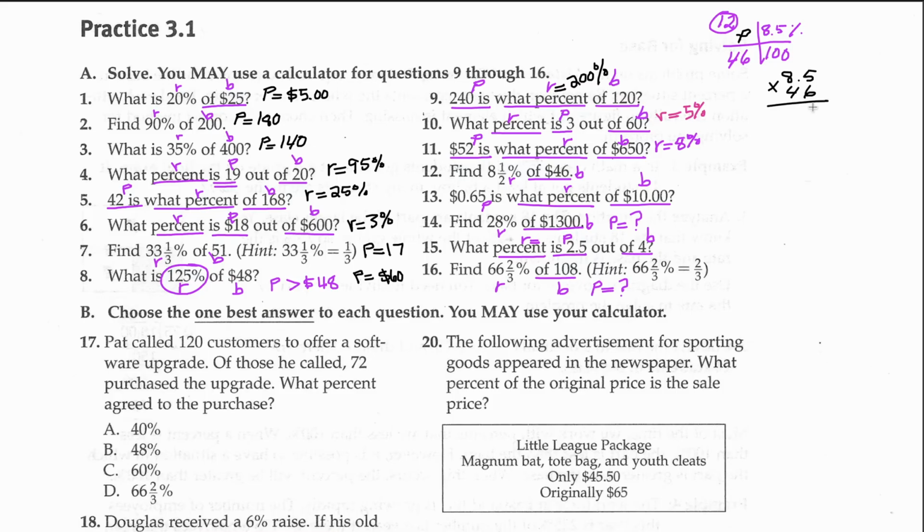6 times 5 is 30. Right? Only 0, carry 3. 6 times 8 is 48, plus 3 is 51. Okay, we're done with the 6. Now go for the 4. 4 times 5 is 20. Right? Only 0. Carry the 2. 4 times 8 is 32, plus 2 is 34. 0, 1, 9, 3. Okay, now let's put the decimal in place.